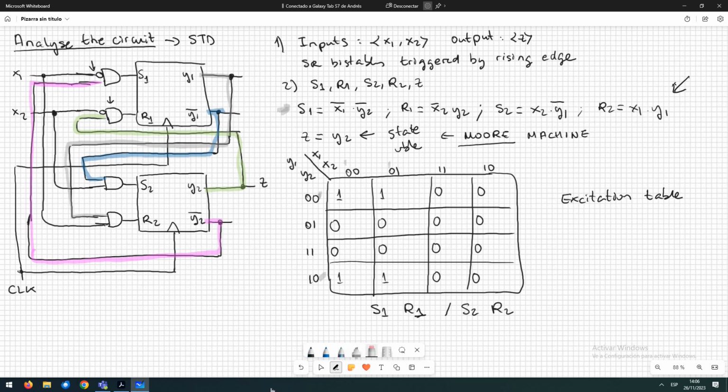Now we proceed with R1. In R1 we are here. So we are going to have ones when x2 is 0 because it's negated, and y2 is 1 because it's not negated. x2 is 0 here and here, and y2 is 1 here and here. So we fill the table in those cells with ones, and for the rest of the table we are going to have 0.